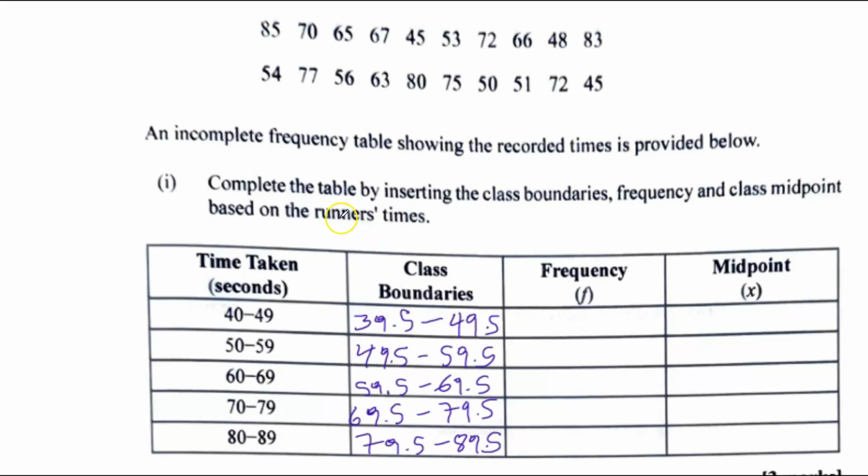The frequency now, let me do the midpoint next. The midpoint, we simply take the average, so we add the upper and the lower and divide by 2. So 40 and 49, that's 89. Divide by 2, and we get what? 44.5. 50 and 59, that's 109. Divide by 2, that's 54.5. 60 and 69, add them, divide by 2, 64.5, and so on. So we add the two numbers and divide by 2.